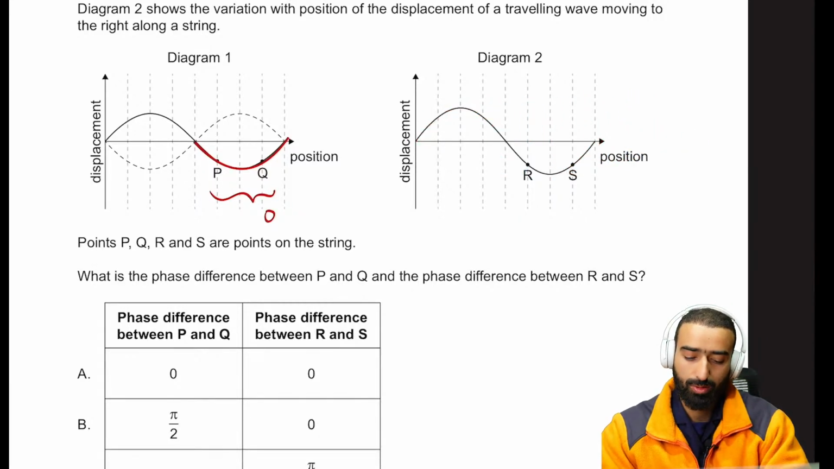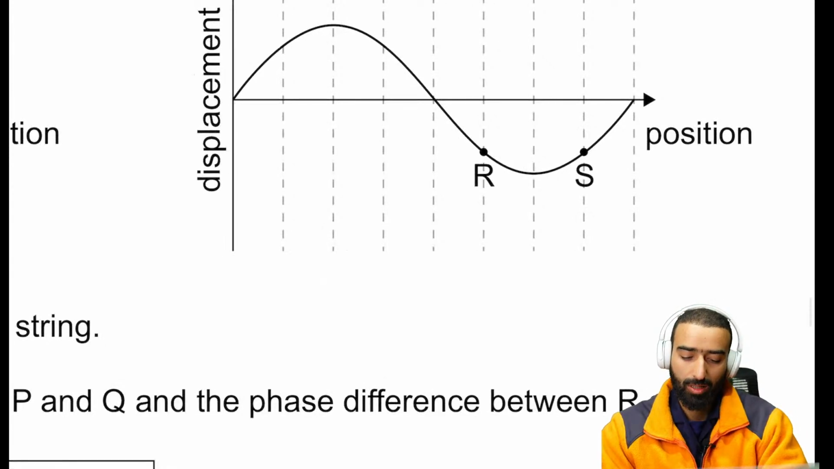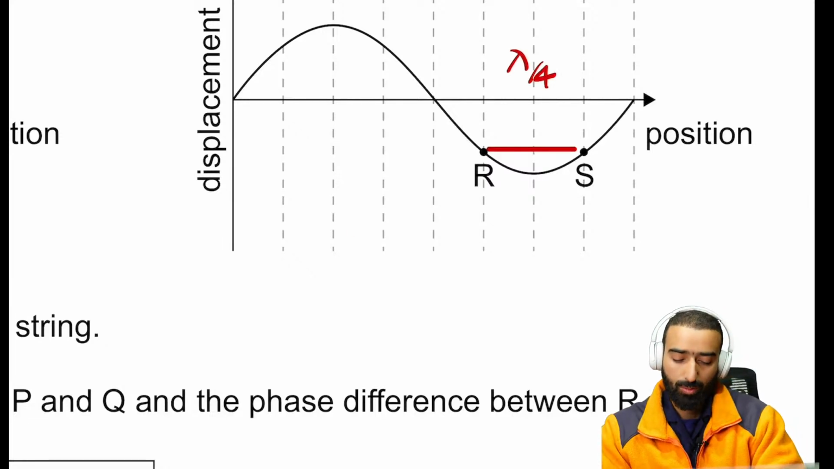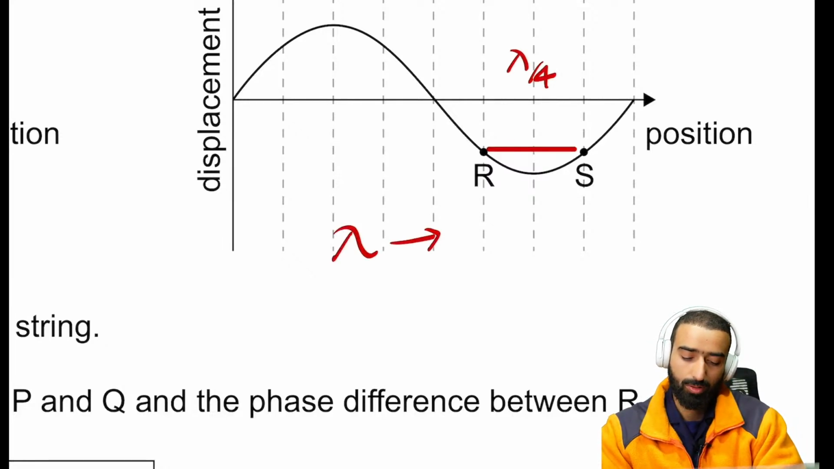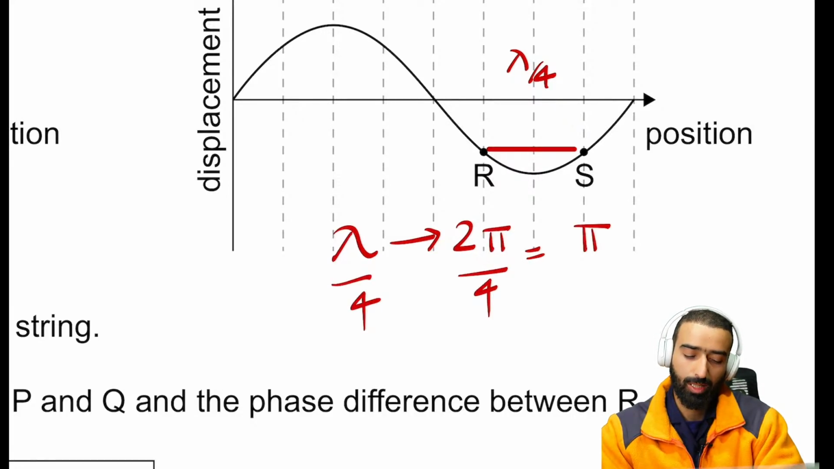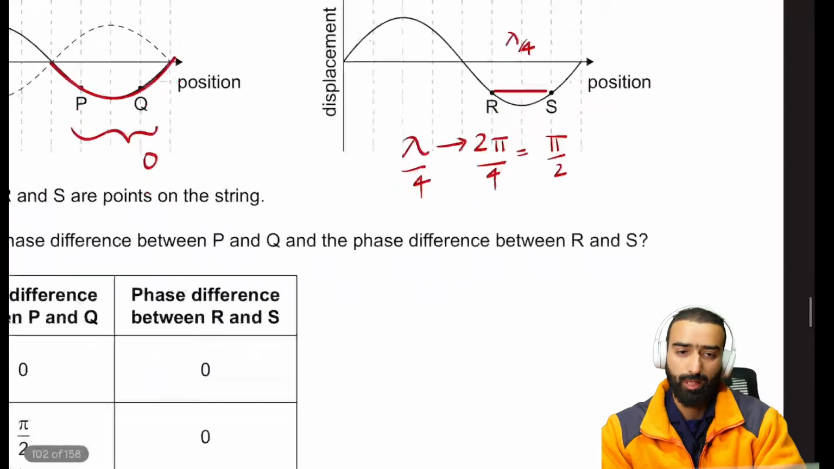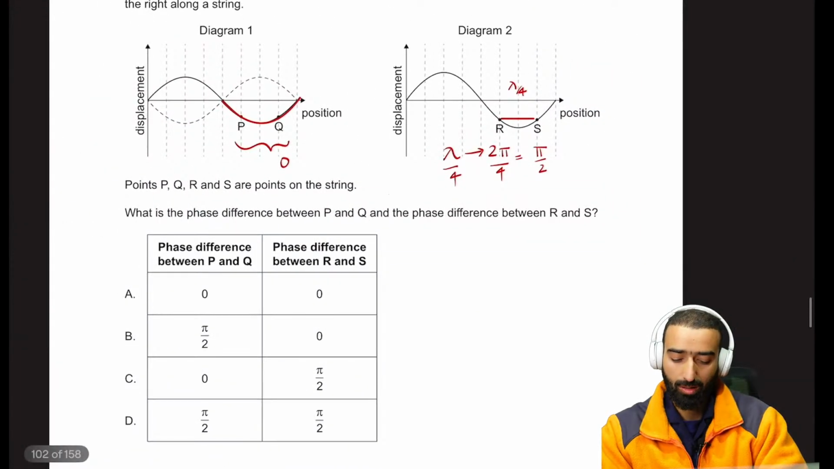If you look closely here, the path difference is a quarter of a wavelength. We know that one wavelength corresponds to a phase difference of 2 pi. If I divide by 4, I get a phase difference of pi over 2. So that's the phase difference between R and S. It's pi over 2, and the phase difference between P and Q is 0. So we'll go with option C.